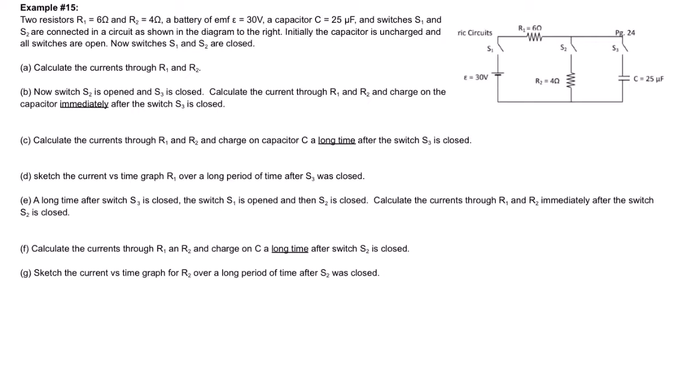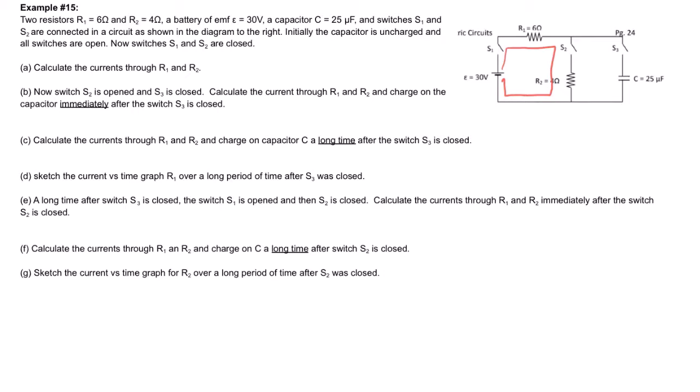It's got a couple of switches in there. It does have a capacitor. It's got a battery. It's got a couple of resistors. All right, let's jump right into it. So the first thing it says is that switches 1 and 2 are both going to be closed, which means that my current is going to flow through my circuit just like this. Nothing is going to go over to that capacitor yet because S3 is still open, but I am going to have that there. So the question is calculate the current through R1 and R2.